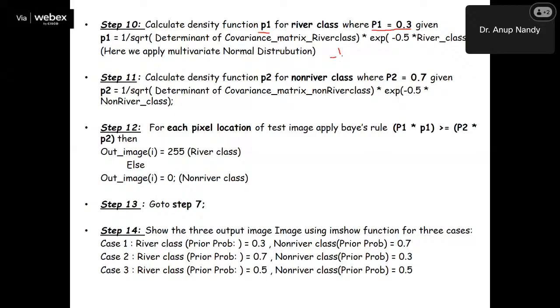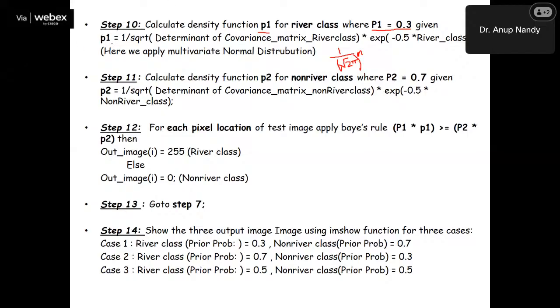We are not going to write 1 by root over 2 pi to the power m. Why are we not going to write it? Where m is here, what is the value of m? m is 2. Because 1 by root over 2 pi to the power m is a constant term, and this is the same for both the classes. If it is the same for both the classes, we can cancel out the term. So that's why we are not going to write it.